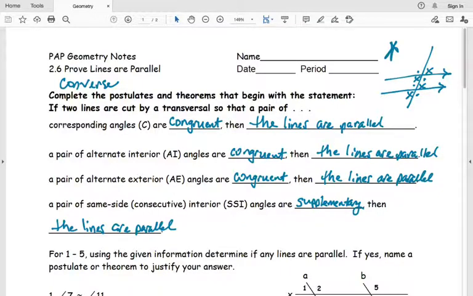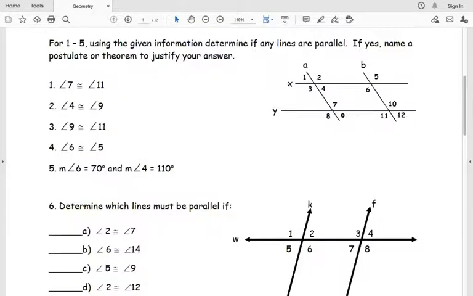All right, let's move on. Using those converse theorems, we're going to look at the information they give us and determine if we can figure out if the lines are parallel or not. If they are, then you're going to name the postulate or theorem to justify your answer. So we've got two sets of lines. We've either got lines A and B that might be parallel, or we have lines X and Y that may be parallel. Remember that all of these angles right here have a relationship with each other. All of these angles right here have a relationship with each other.